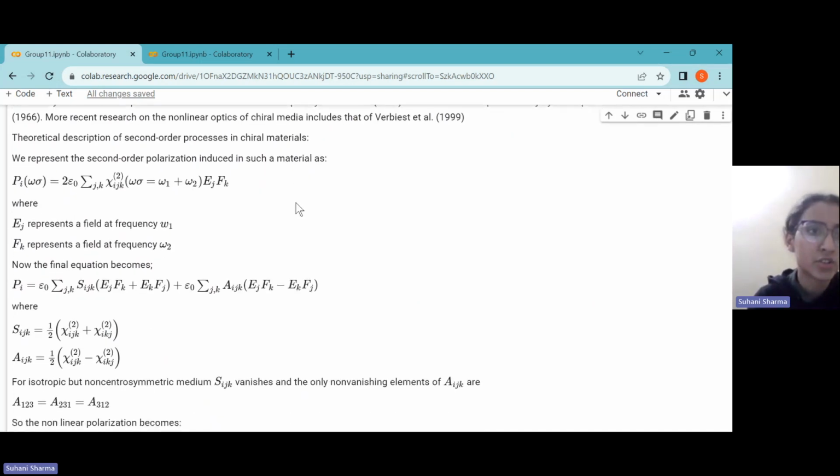Now we are going to see the theoretical description of second order processes in chiral media. We know that the second order polarization is shown by the formula here, where the polarization is 2 nu naught summation over jk of chi ijk, Ej and Fk. Ej represents the field at frequency omega 1, Fk represents the field at frequency omega 2. So we have this.